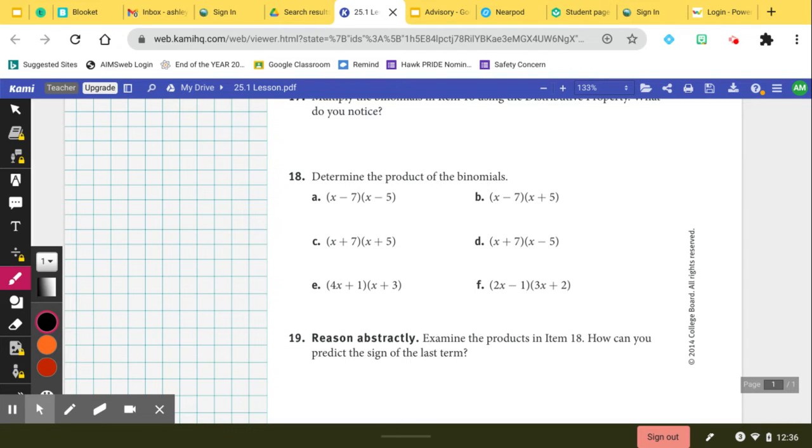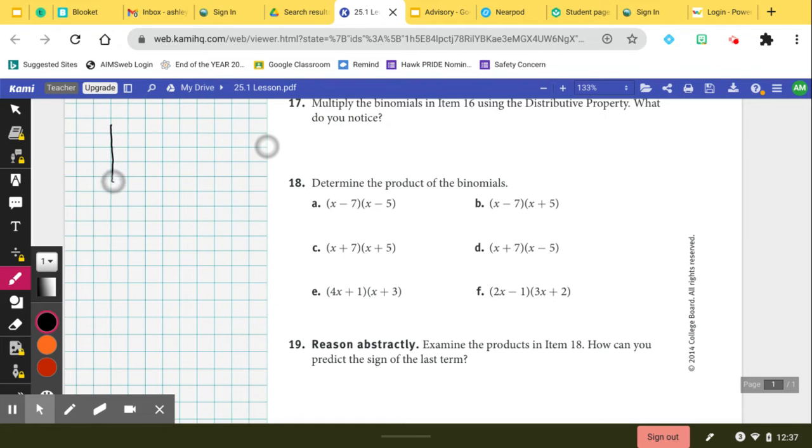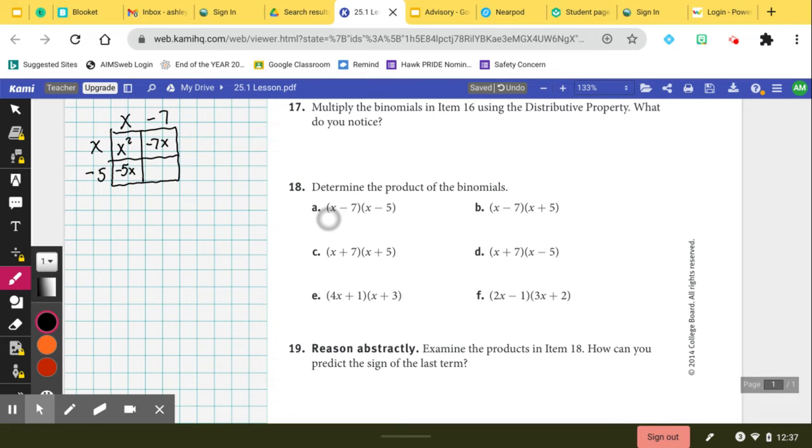Let's do A with the box method. So it is a binomial times a binomial, so that means I will need a 2x2 box. And the first binomial will be at the top, so x and -7, and the second binomial will be on the bottom, or on the height, x and -5. So then I just need to multiply everything. So x times x, which is x squared, x times -7, which is -7x, x times -5, which is -5x, and then -5 times -7, which is +35.